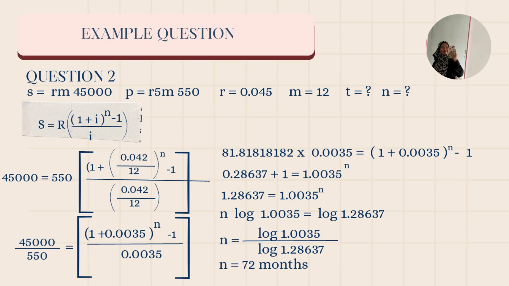Next, 81.8182 multiplied by 0.0035 equals (1 plus 0.0035) to the power of n minus 1, and then we move the negative 1 to the left side. 0.28637 plus 1 equals 1.0035 to the power of n. This gives 1.28637 equals 1.0035 to the power of n. To solve for n, we take the log on both sides. n times log of 1.0035 equals log of 1.28637. Then arrange to n equals log 1.28637 divided by log 1.0035. Final answer is n equals 72 months.